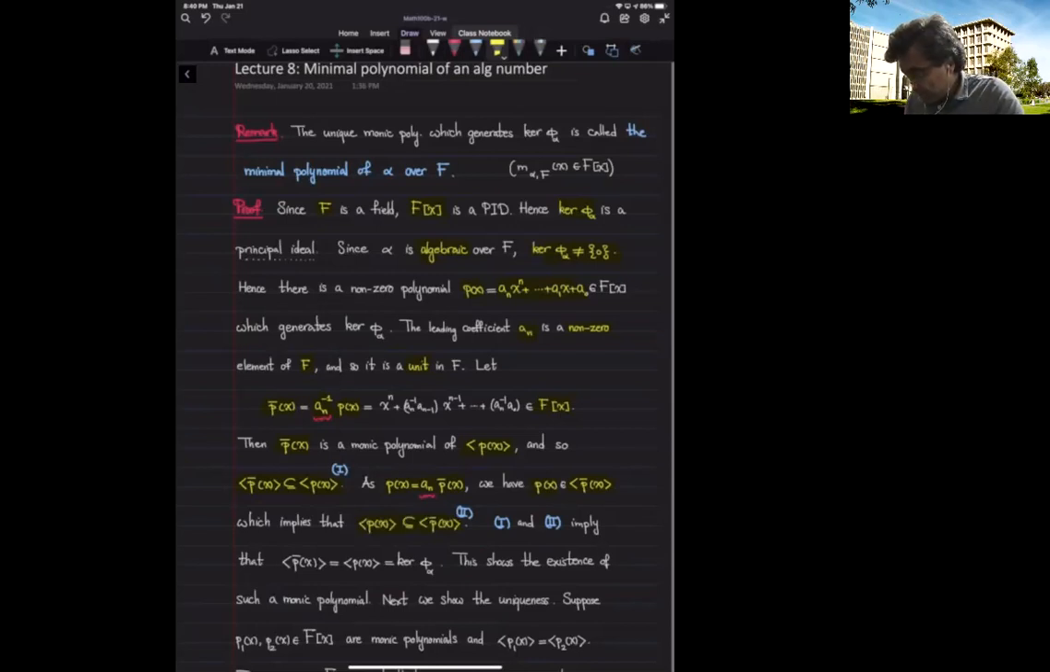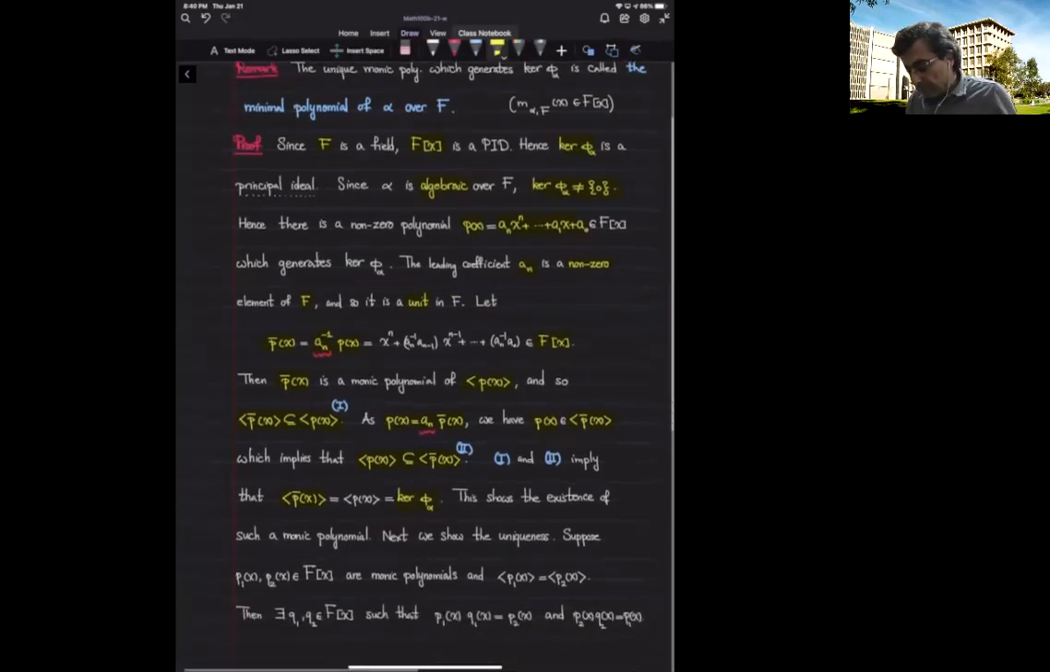That means I found a monic polynomial p bar where the ideal generated by that is the kernel of the evaluation. So this shows the existence. So we found a monic polynomial that generates the kernel of the evaluation. Now I want to discuss the uniqueness. What do I mean by that? So suppose there is another polynomial.